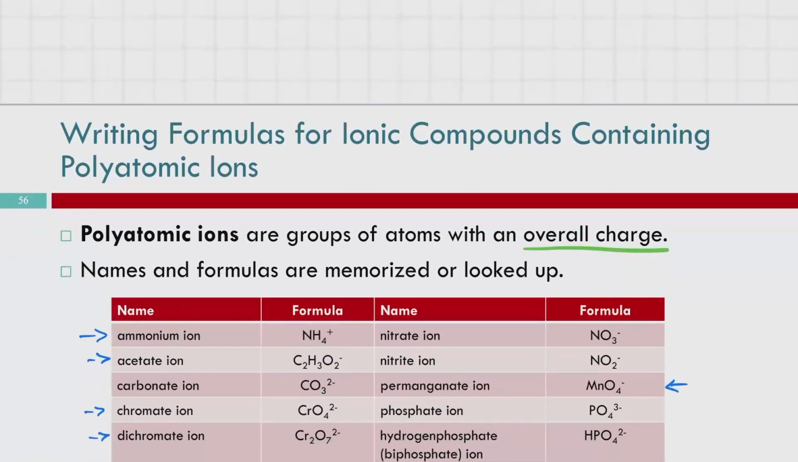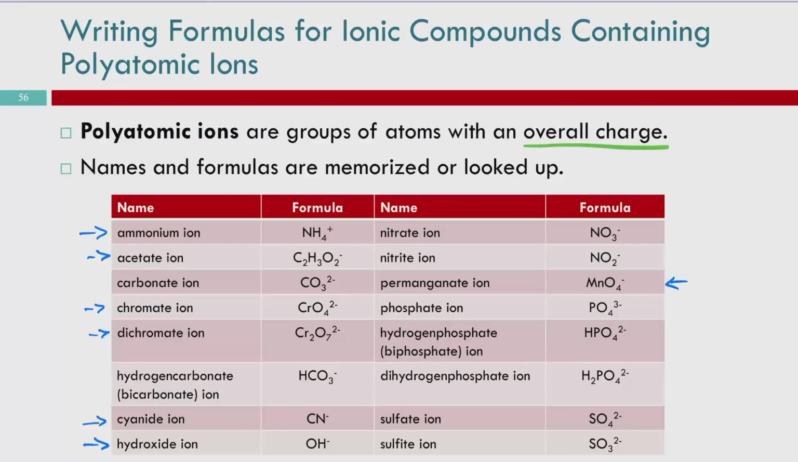In some cases, you will also need to reduce the subscripts. So if you end up with 2's for both of them, or if you end up with a 2 and a 4, you would need to reduce those to 1 and 1 or 1 and 2, respectively.